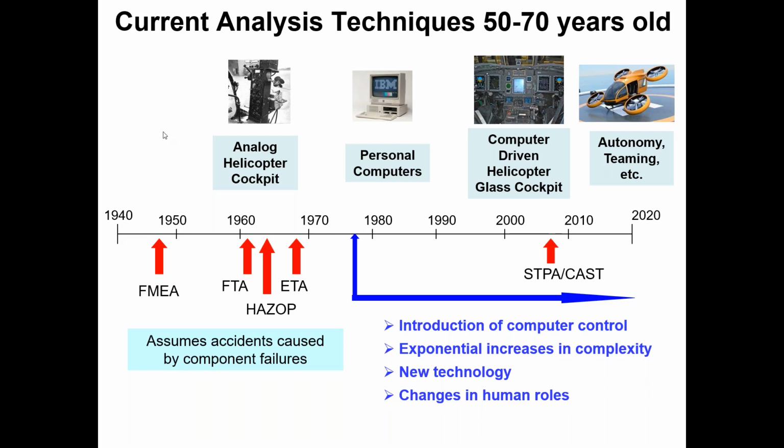So our current analysis techniques that we use are 50 to 70 years old. They're both older than you think. If you look at the timeline here, back in the 1940s, FMEA was invented and started being used. And most of the other accident analysis, hazard analysis, safety analysis techniques were all part of the 1960s. And they assumed that accidents are caused by component failure.